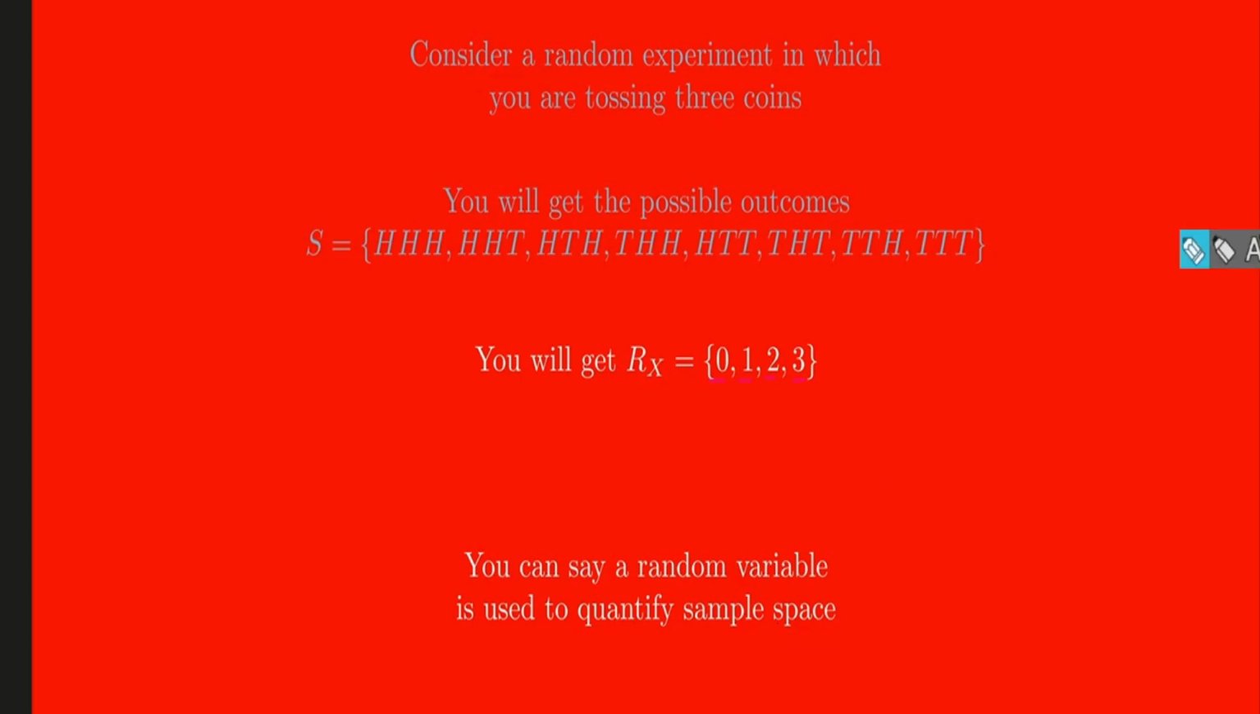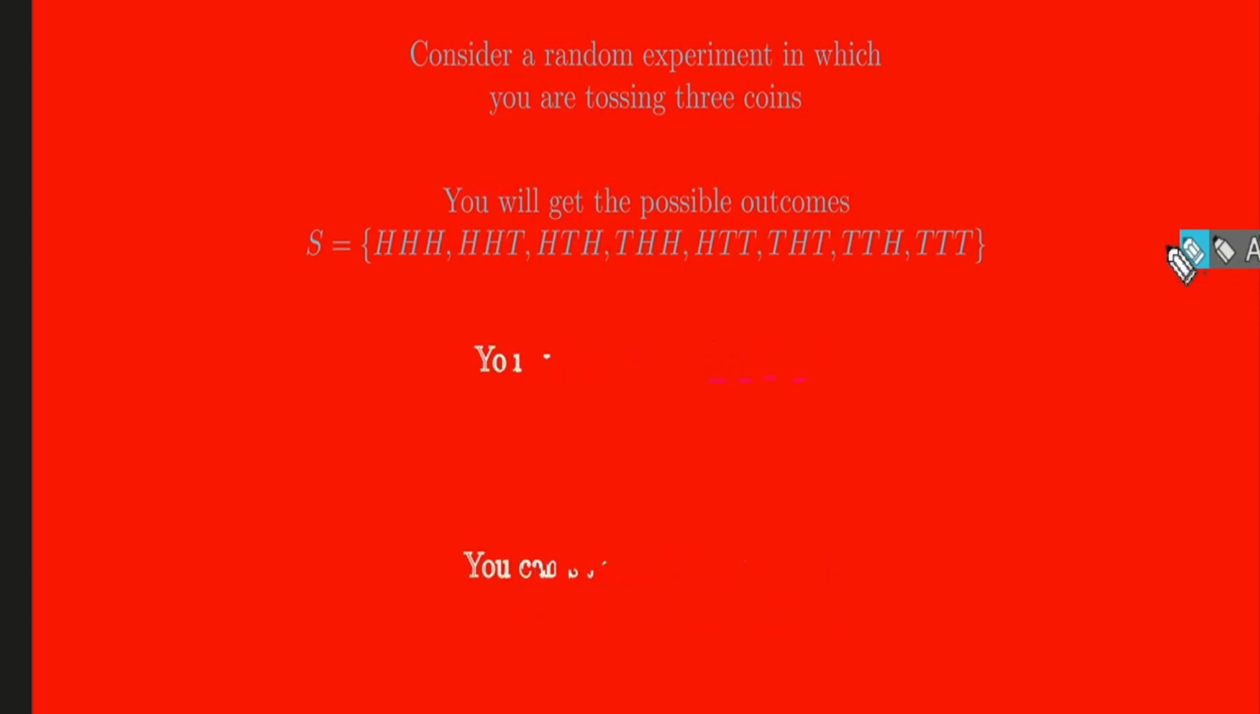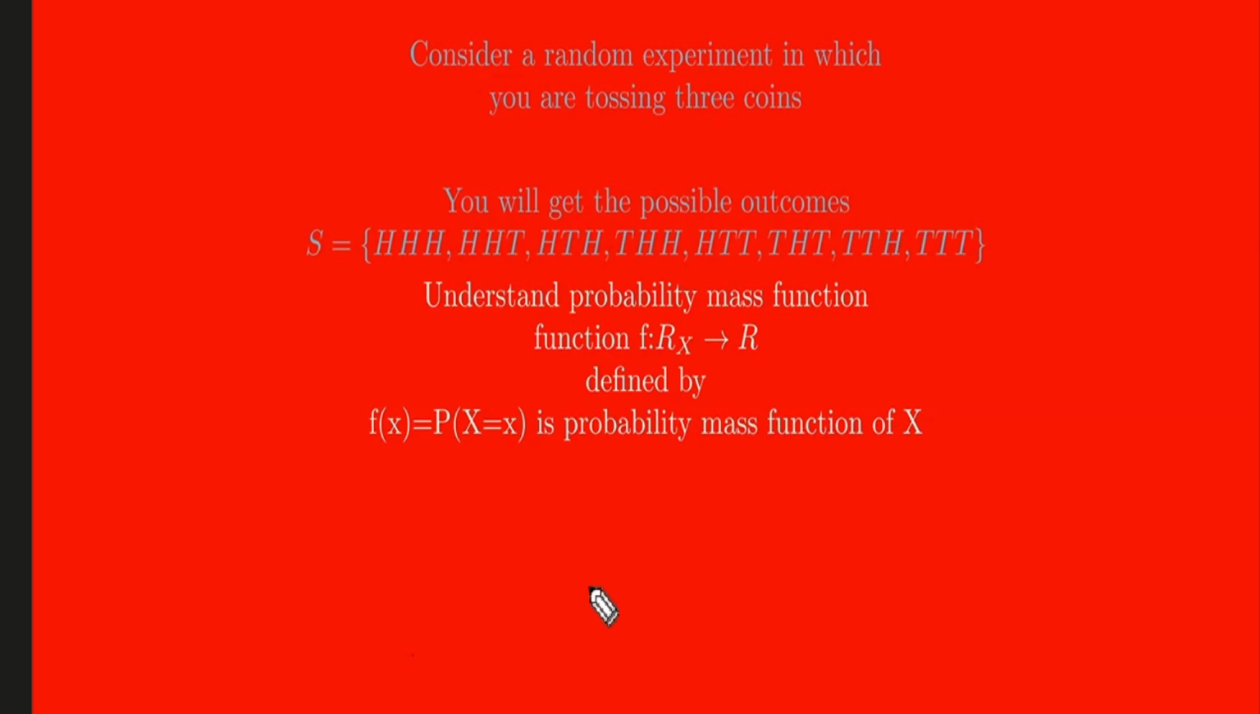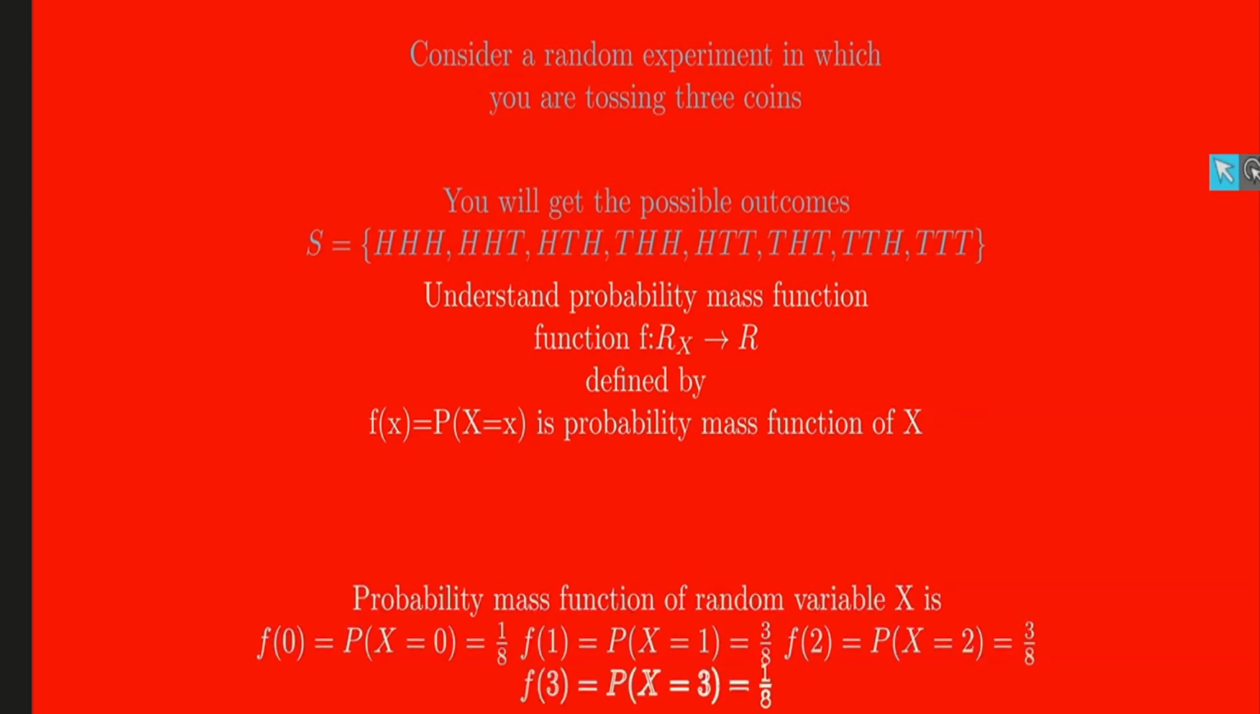Now let us see the probability distribution. Here the probability mass function f is a function from Rx to the real numbers, defined by f(x) equal to the probability that X is equal to an event, and this is the probability mass function of X. f(x) is the probability mass function of X.